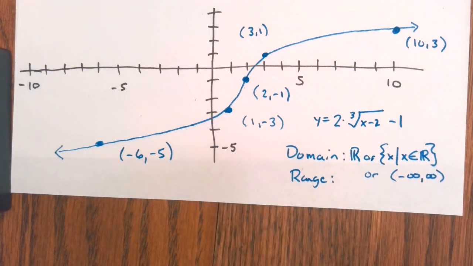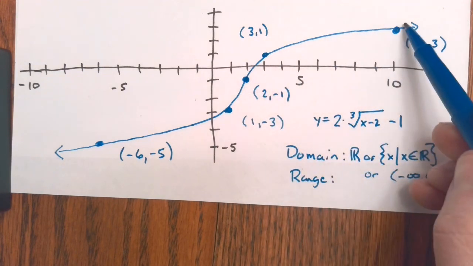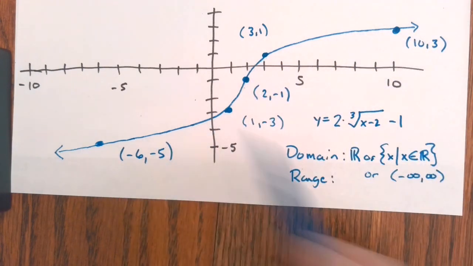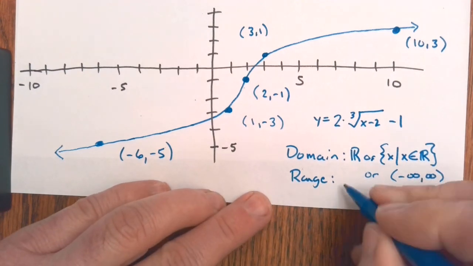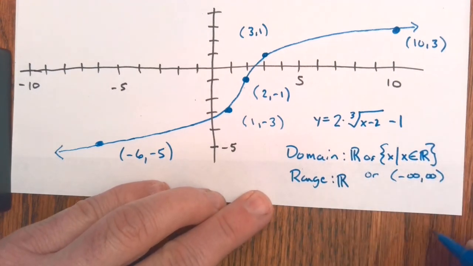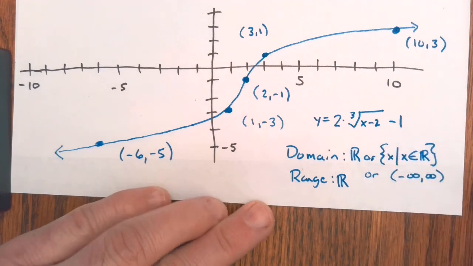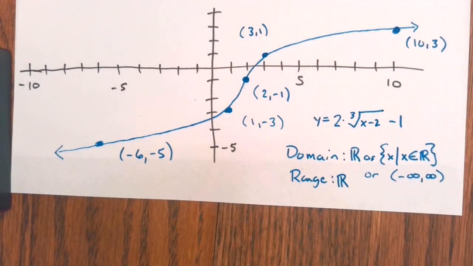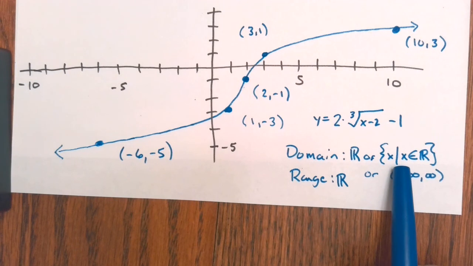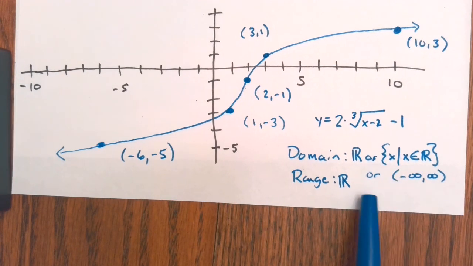When you look at the range, this graph does go up forever, very slowly, and also down forever. So the range is actually the exact same thing. It would be all real numbers. You could also write your range using set builder notation. We would have y's in there instead of x's, but it would look the same. Or you could use your interval notation with the parentheses and the brackets. In this case, parentheses at either end because we're working with negative infinity to infinity.